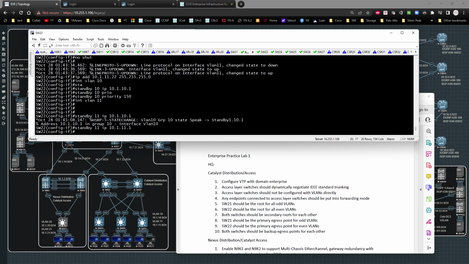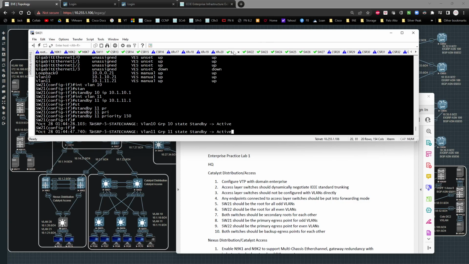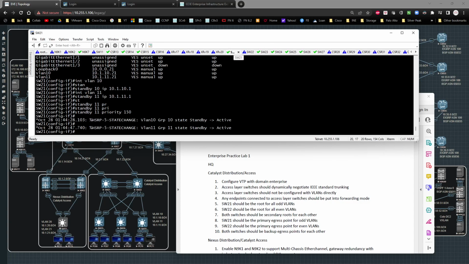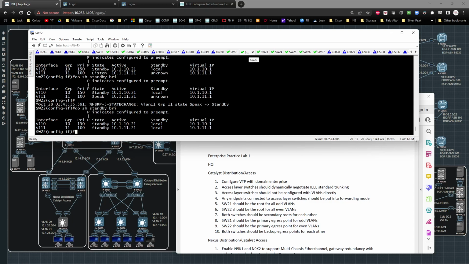Okay. So what I'm going to do now is do show standby brief. Because right now it says that it's still trying to figure things out. Let's see what 21's got going on here. So we're the active forwarder for both. So 10. Okay, we want to be active but standby for do show run interface VLAN 11. Priority 150. 22. Okay, there we go.